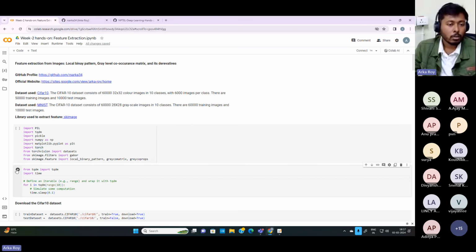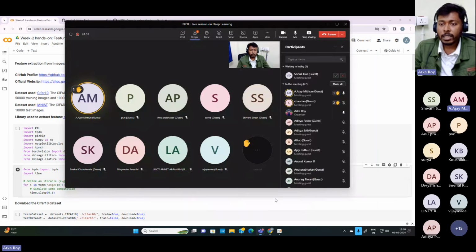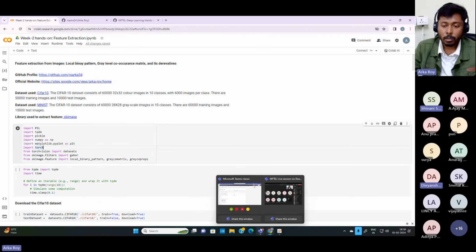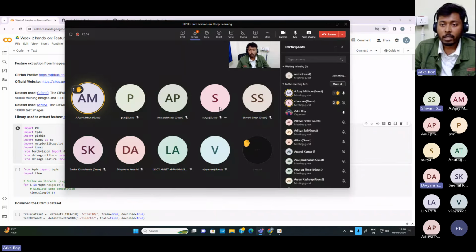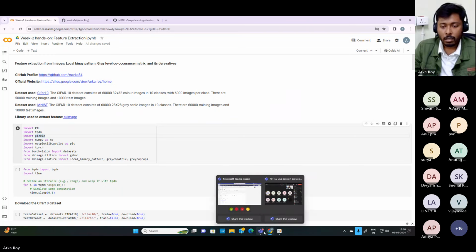It will show the progress. Apart from all this, we need to deal with the data, which will probably be in the form of, for example, an array. To deal with this array, we need to use the numpy package. So we are using numpy and renaming it as np.